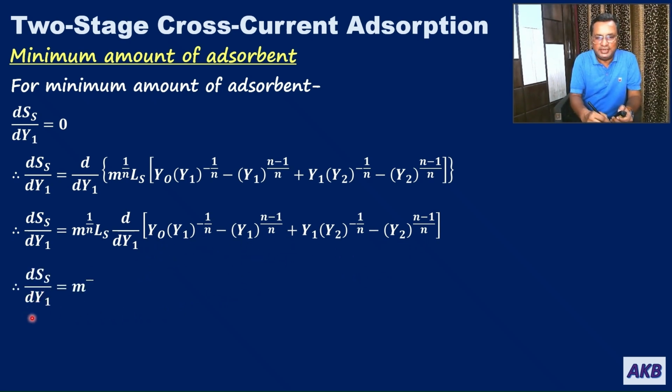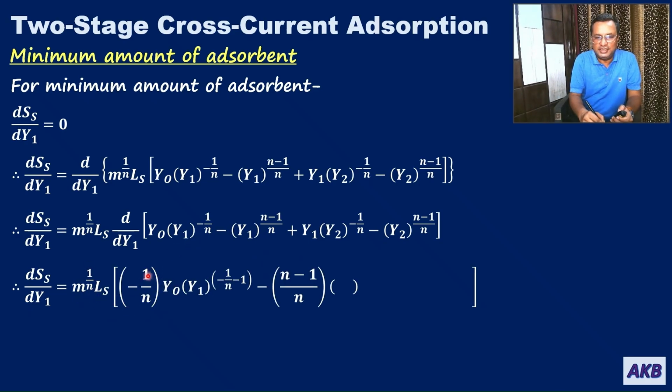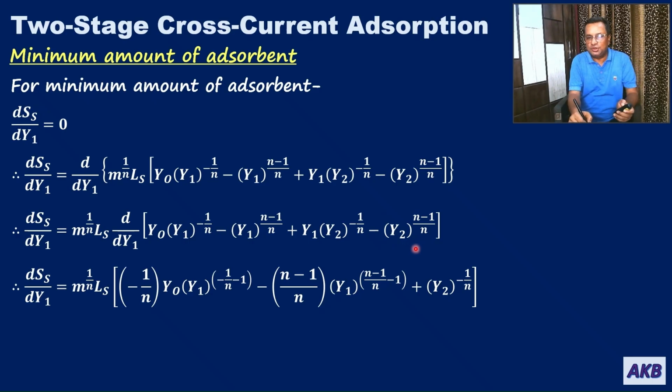So it is dSS by dY1 is equal to m raised to 1 by n into Ls. Differential of this is minus 1 by n into capital Y0 into capital Y1 raised to minus 1 by n, minus 1, minus n minus 1 by n into capital Y1 raised to n minus 1 by n minus 1, plus differential of this term is capital Y2 raised to minus 1 by n, and the last term, which is capital Y2 raised to n minus 1 by n, since Y2 is constant, the differential of this term will be 0. So that's why you don't have that term in this case.